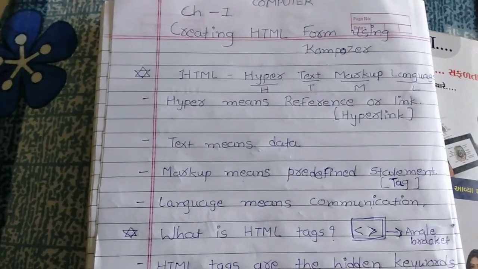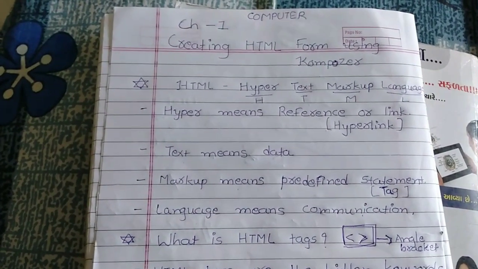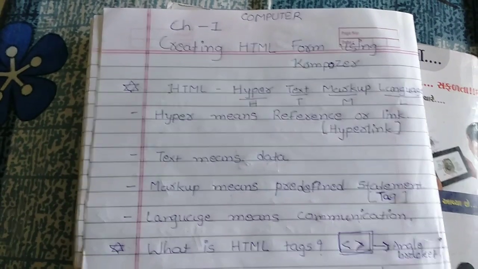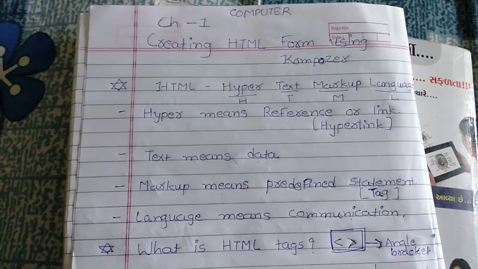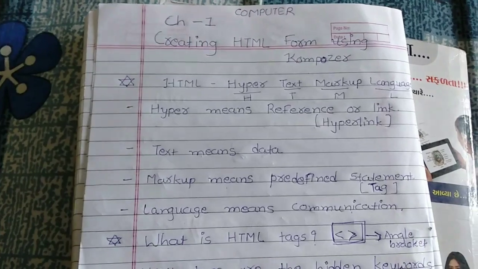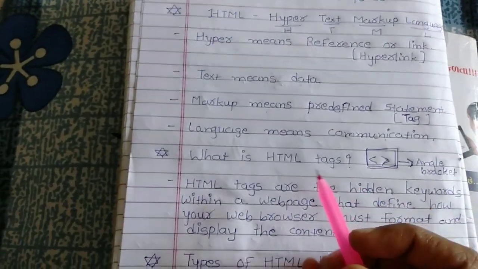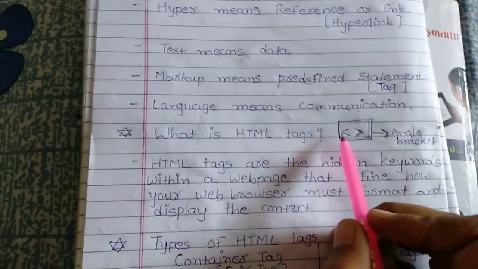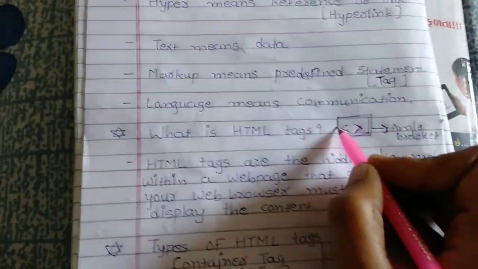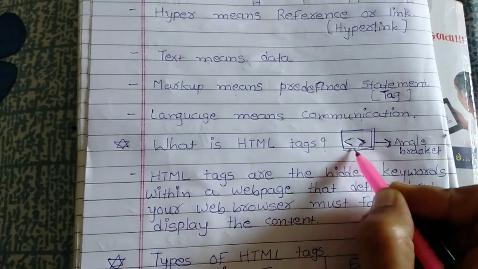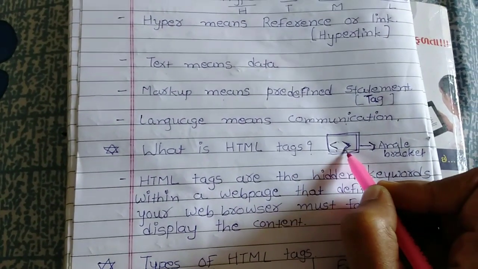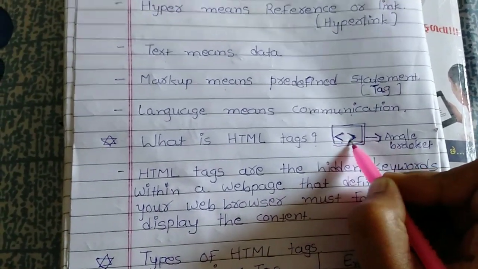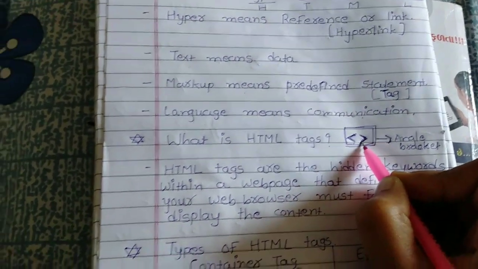HTML is a symbolic language. HTML is a shortcut language. That's why we write HTML in short letters, not the whole keyword. Now next, what do you mean by HTML tag? An HTML tag is always written between angle brackets. You can see the opening angle bracket and the closing angle bracket. An HTML tag is always written between these angle brackets.